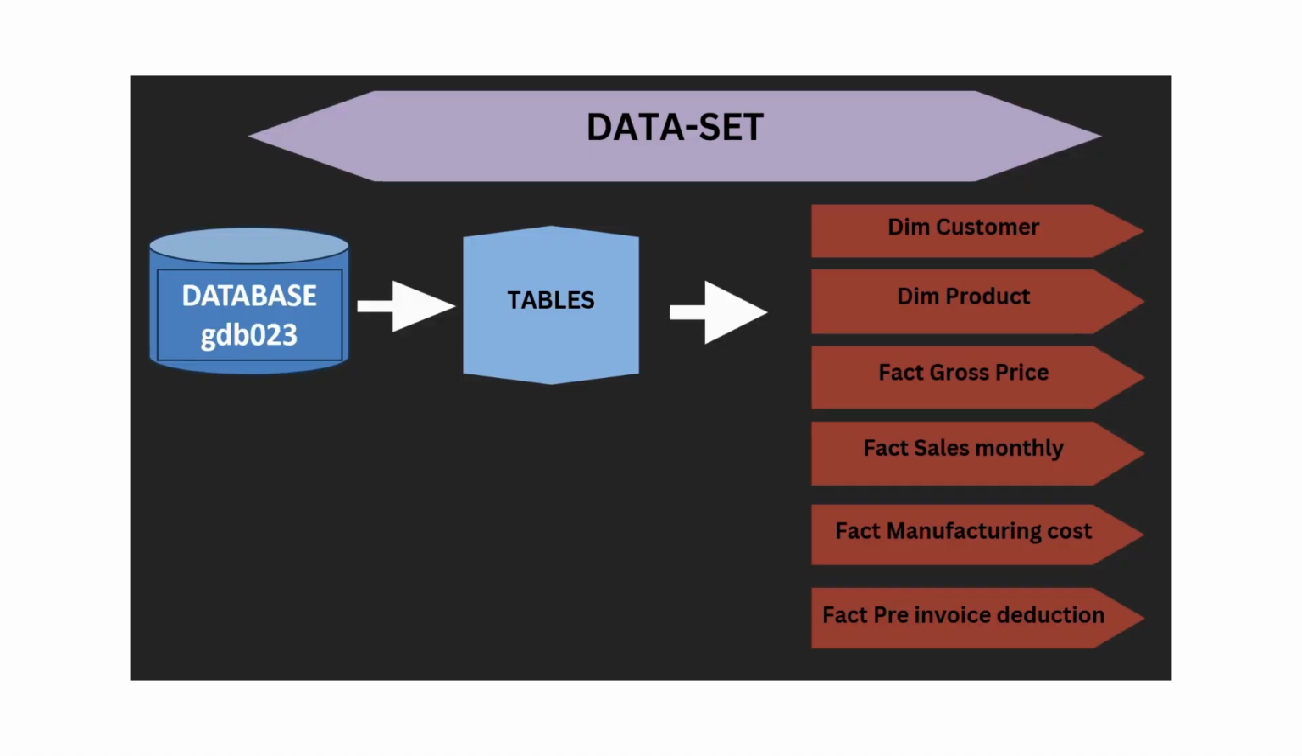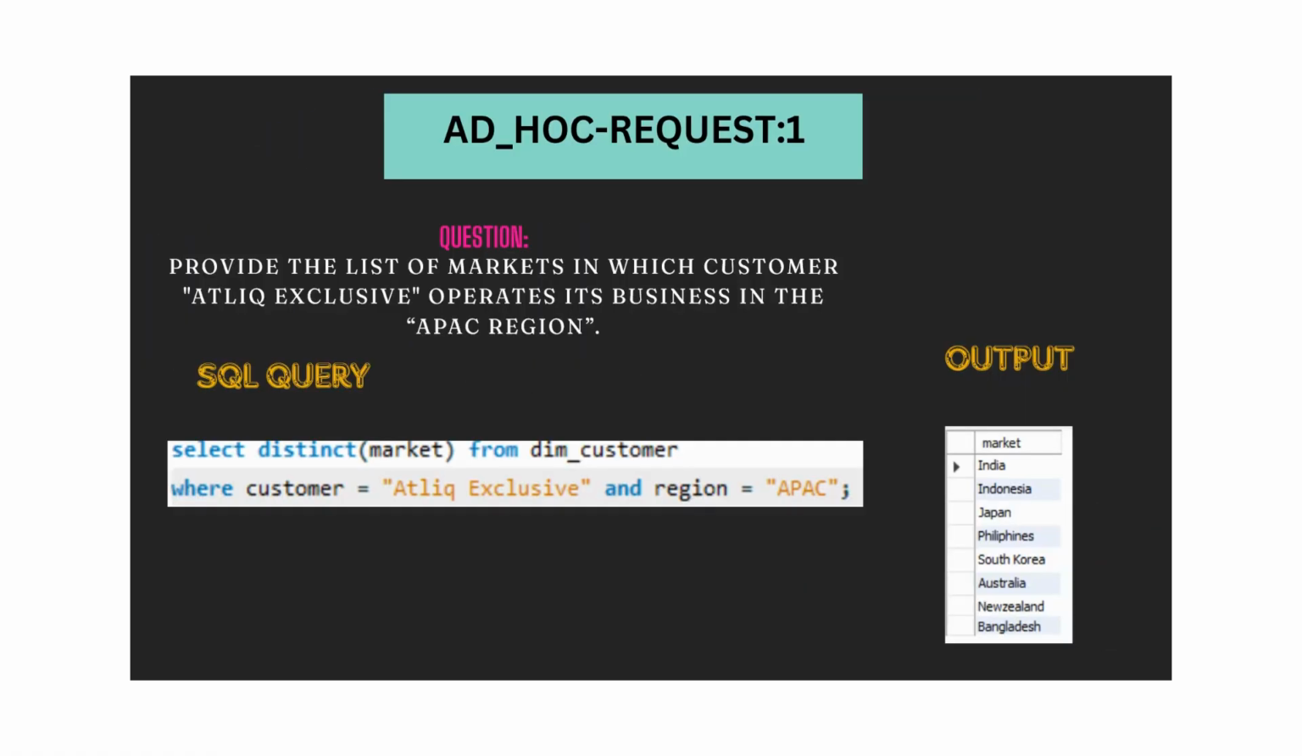And let's move to the data set. We have the data set that we have made the queries on. We have the database named gdb023. Then we have created some tables here. There are 6 tables: dim_customer, dim_product, fact_gross_price, fact_sales_monthly, fact_manufacturing_cost, and fact_pre_invoice_deductions. On the basis of that, we wrote the queries.